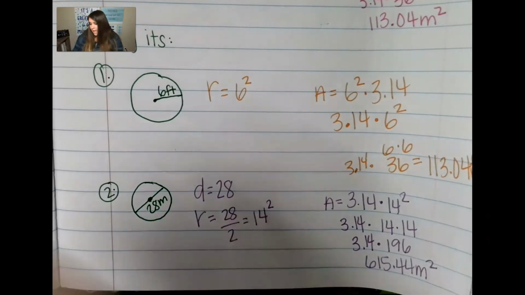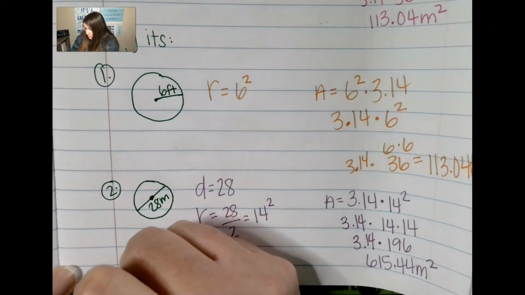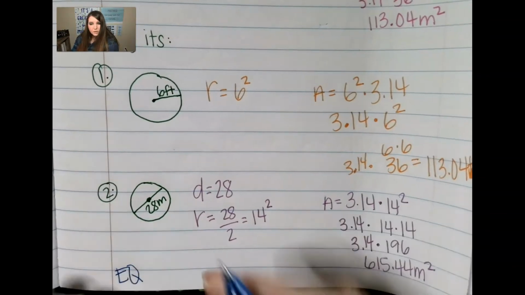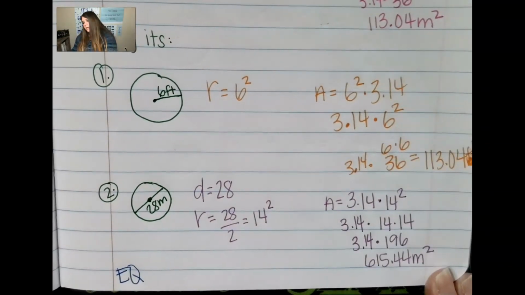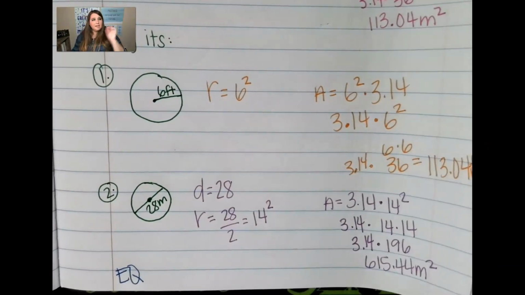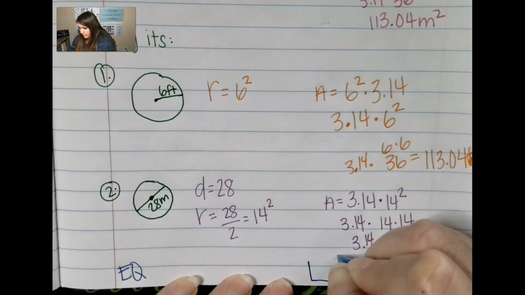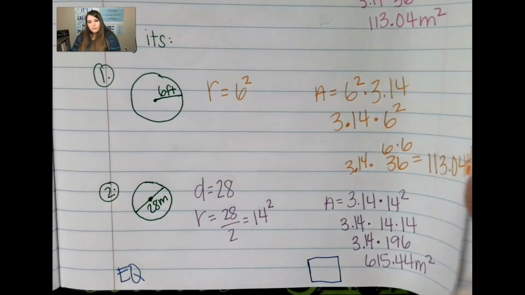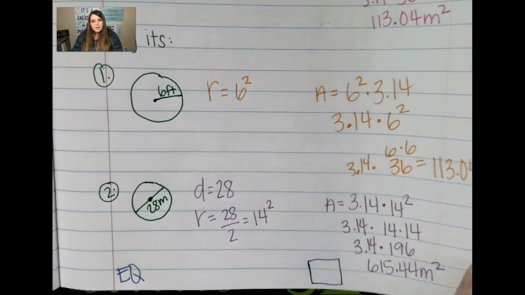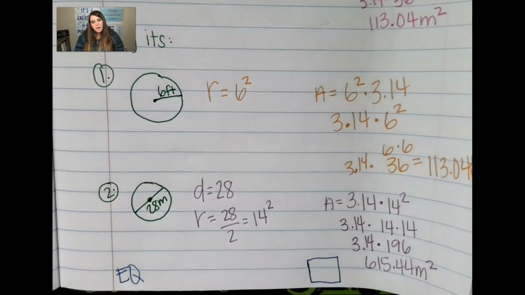All right, how did you do? What is your level of understanding? Go ahead and answer your essential question. How do we find the area of a circle? And then put your level of understanding out to the side. When you are finished, you can come on back to the Google Meet and ask for help, or you can go on and do your practice work.